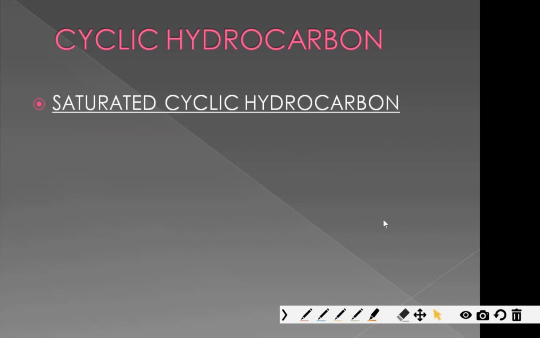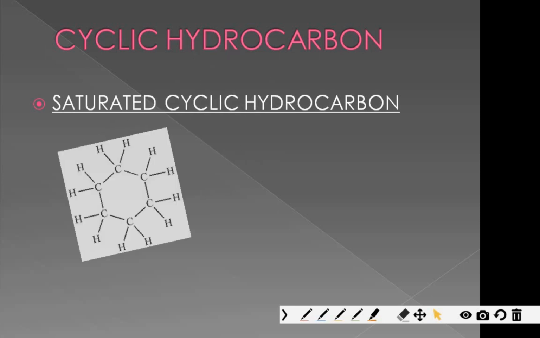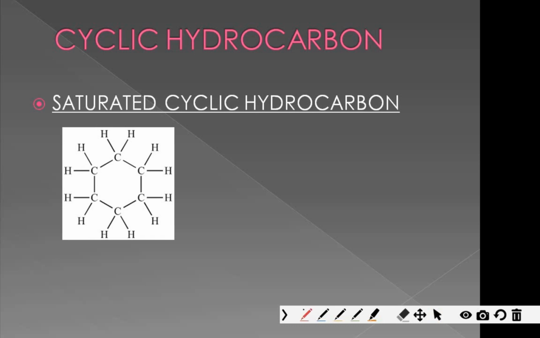Cyclic hydrocarbon. The first type of cyclic hydrocarbon is saturated cyclic hydrocarbon. In the similar way as saturated hydrocarbon, in saturated cyclic hydrocarbon all the bonds will be single bond. See, this is a saturated cyclic hydrocarbon. This is cyclohexane. Okay, this is cyclohexane. All bonds are single bond. See, all bonds are single bond.